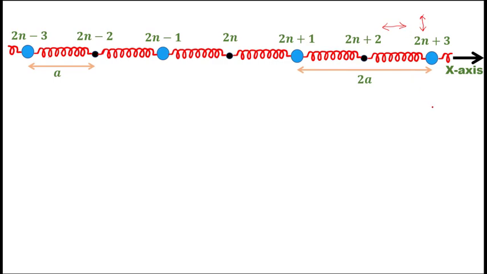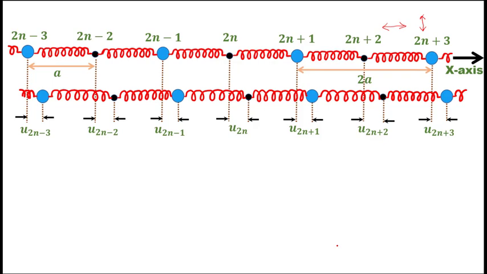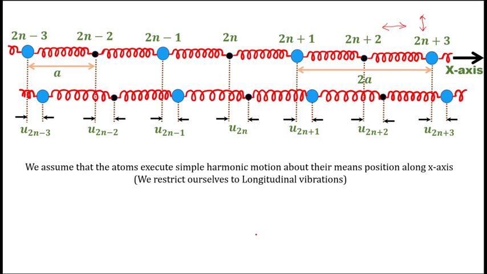Now let us take a picture of the vibrating atoms at any later instant of time t and assume that the arrangement of atoms at that instant appears to be something like this. Here also we have assumed that the atoms execute simple harmonic motion about their mean position along the x-axis, and we restrict our problem only to longitudinal vibrations. So if you look at the two pictures and compare, you will see that relative to its equilibrium positions, all the atoms have been displaced.